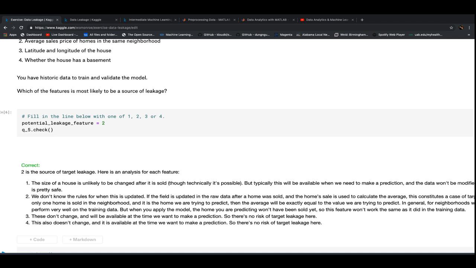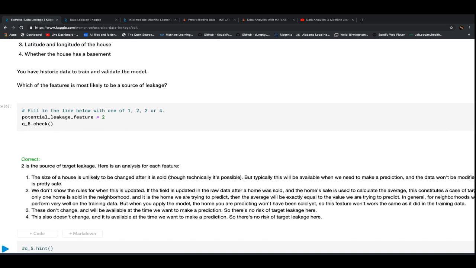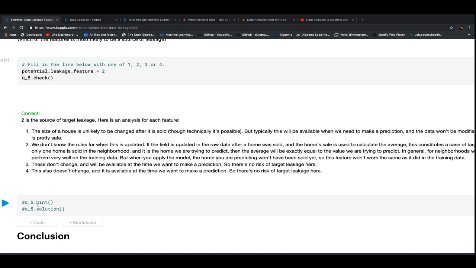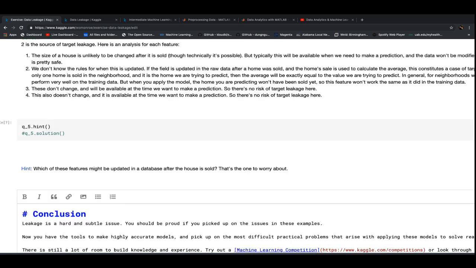Let's see. And then the latitude and longitude aren't going to be changing before or after prediction. And whether or not the house has a basement shouldn't change. All right. So no target leakage there. All right. Well, I'll take it. Let's see what these say here.